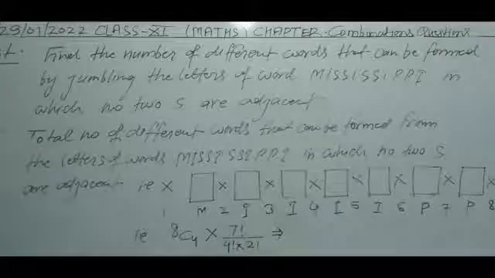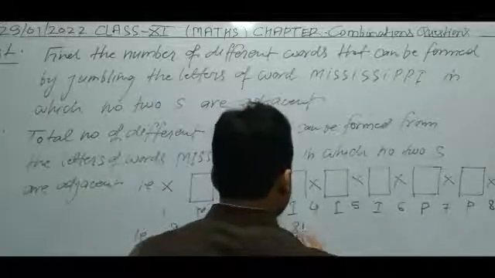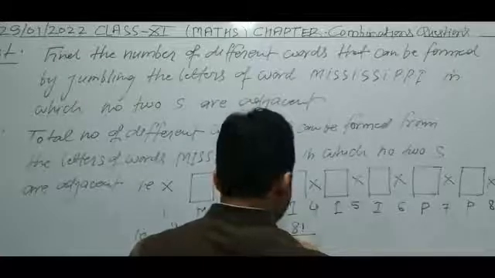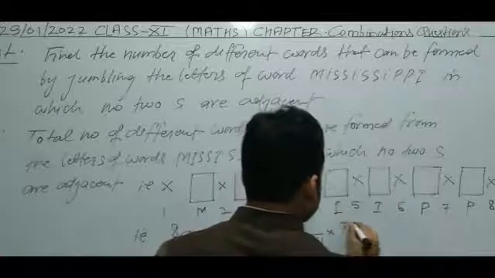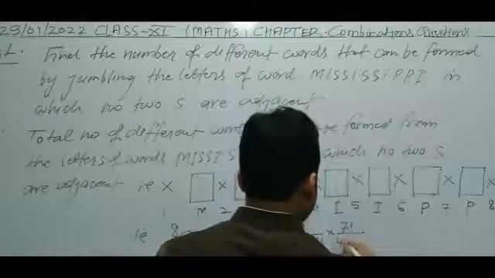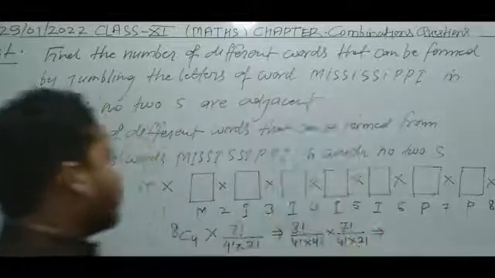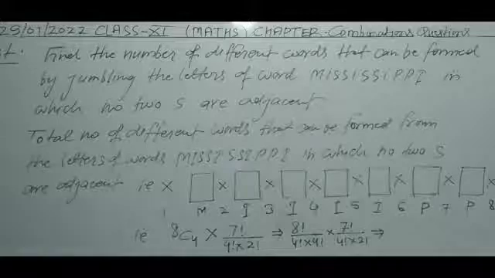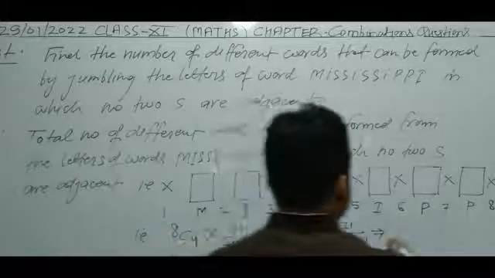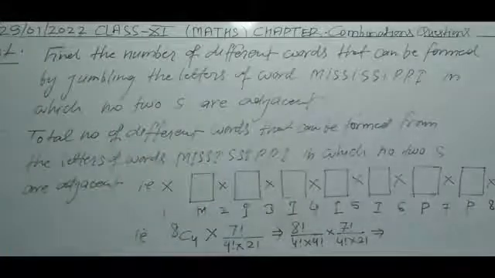This is 8C4, you know. 8C4 means factorial 8 upon factorial 4 into factorial 4, into factorial 7 whole upon factorial 2 into factorial 4. So this calculation we can write, and now the result after calculation.